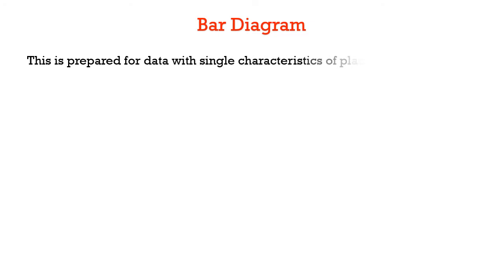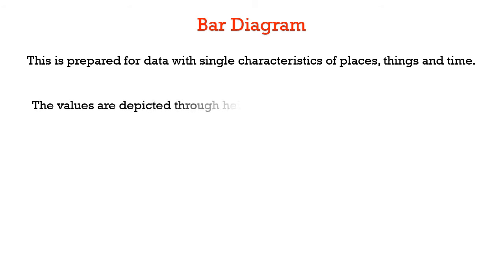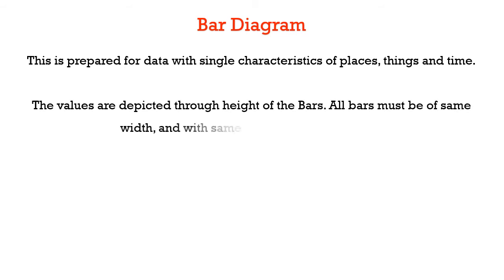This is prepared for data with single characteristics of places, things and time. The values are depicted through the height of the bars. All bars must be of the same width and with the same distance between them. It means the width of the bars doesn't matter, so they are all the same. The distance between the bars doesn't matter, so it is kept the same. Only the height matters because height depicts the value of the data.